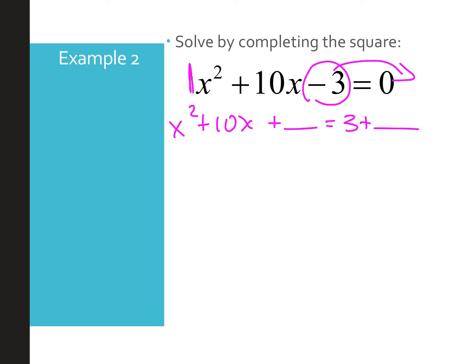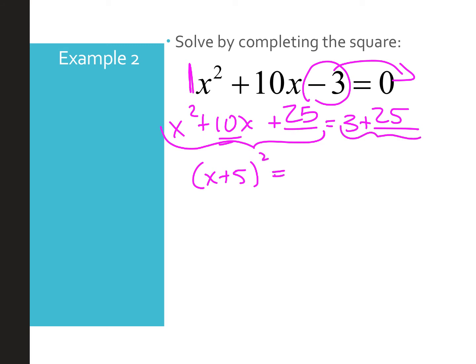All right, then you take half of this term, which is 5, and square it. You're going to put that in both blanks. One side actually gets factored beautifully, easily. The other side gets simplified, right? You just combine like terms. That's 28.